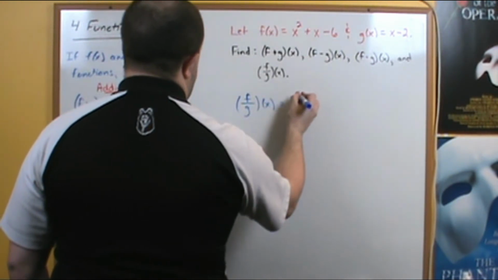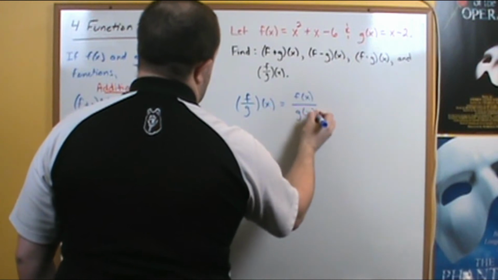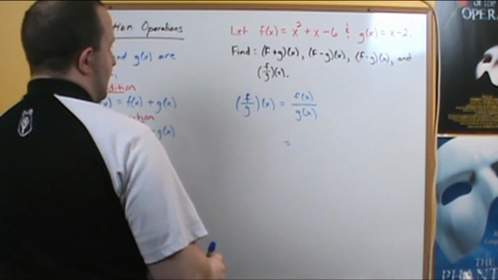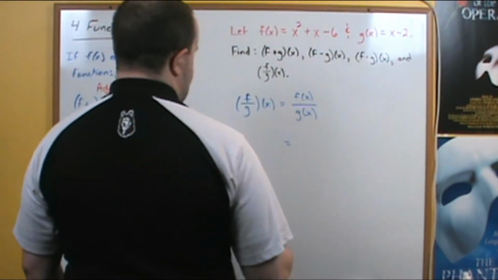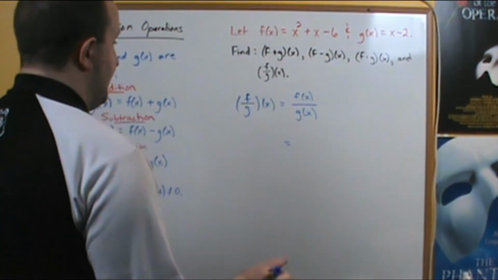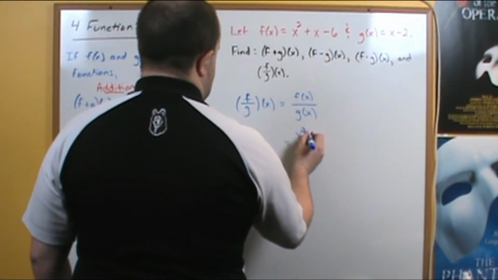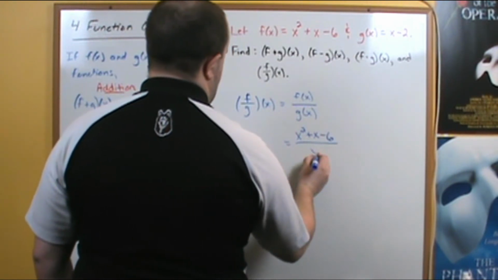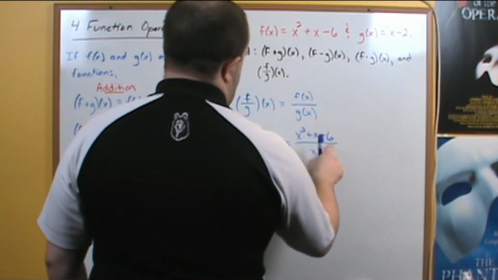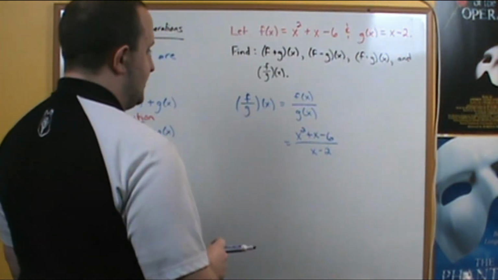That's the function f of x divided by the function g of x. Right, and g of x cannot be 0 in this case, because if it were 0, we would have a division by 0. So f of x is x squared plus x minus 6 divided by x minus 2. Think about this denominator here. What value makes the denominator 0?